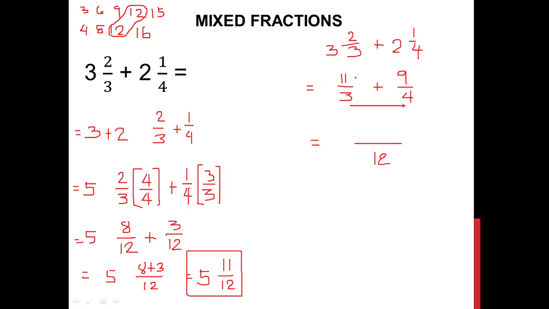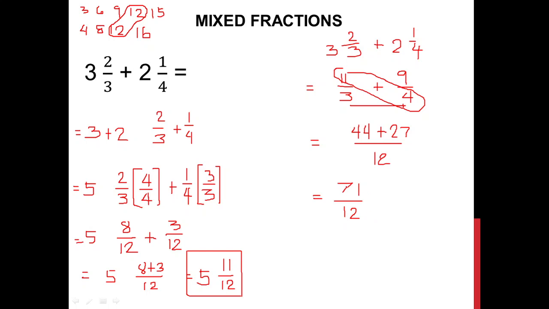Then numerator to denominator, that's 11 times 4, you have 44. Plus 3 times 9, that is 27. Then let's add. 44 plus 27, that is 71 over 12. So we have here an improper fraction.